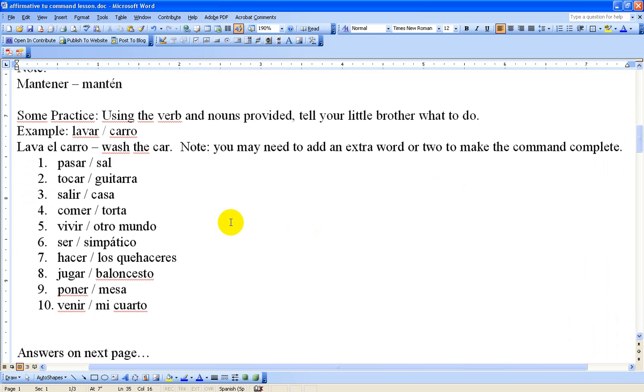So, using this information I just gave you above, I want to give you just a little bit of practice. Using the verb and the nouns provided, tell your little brother what to do. So, example, we have lavar, carro, wash, car. So I want you to say, wash the car. And that's going to look like this right here. Lava el carro. Just a little note, you might have to add an extra word like the or a, or just an extra article in there just to make it a little bit more complete.